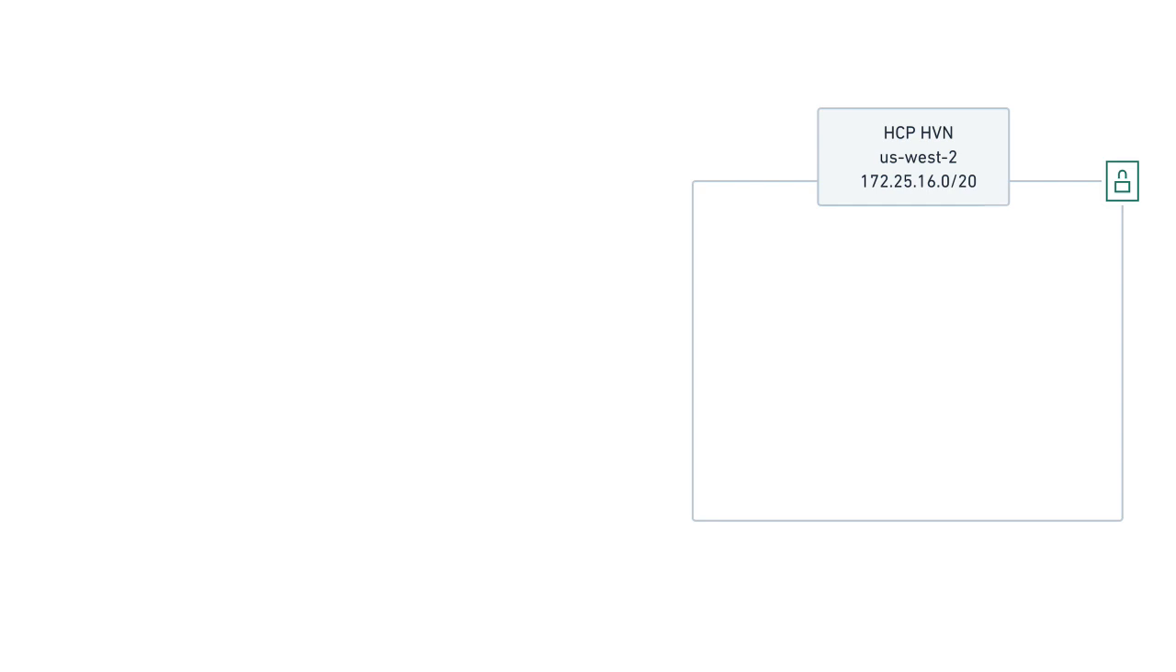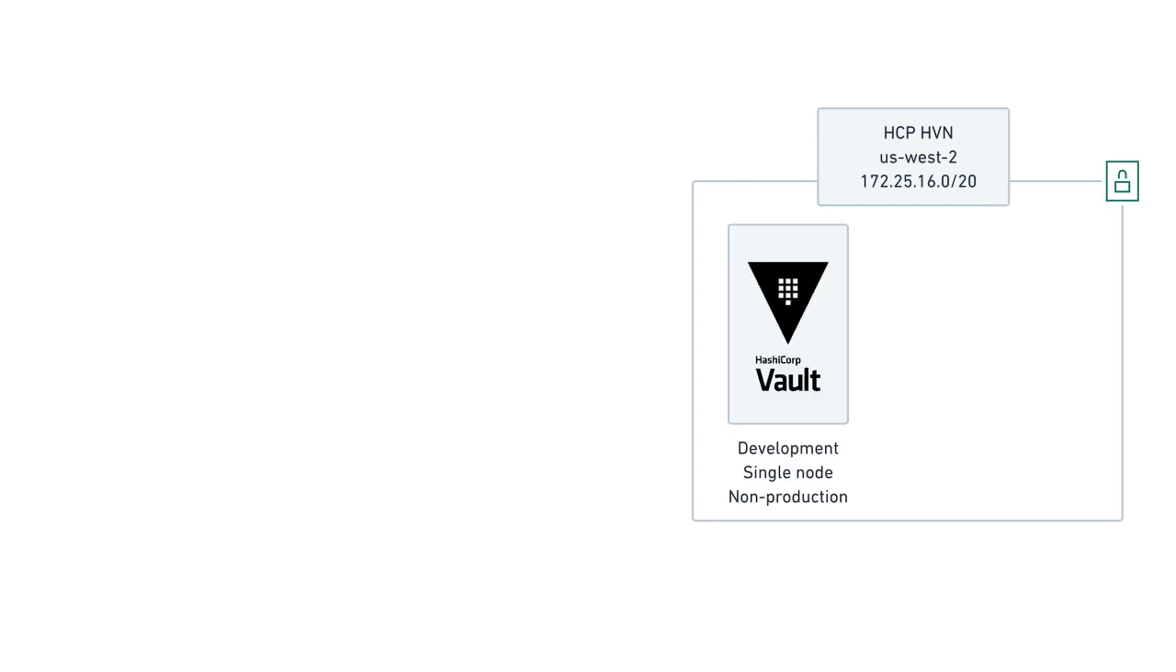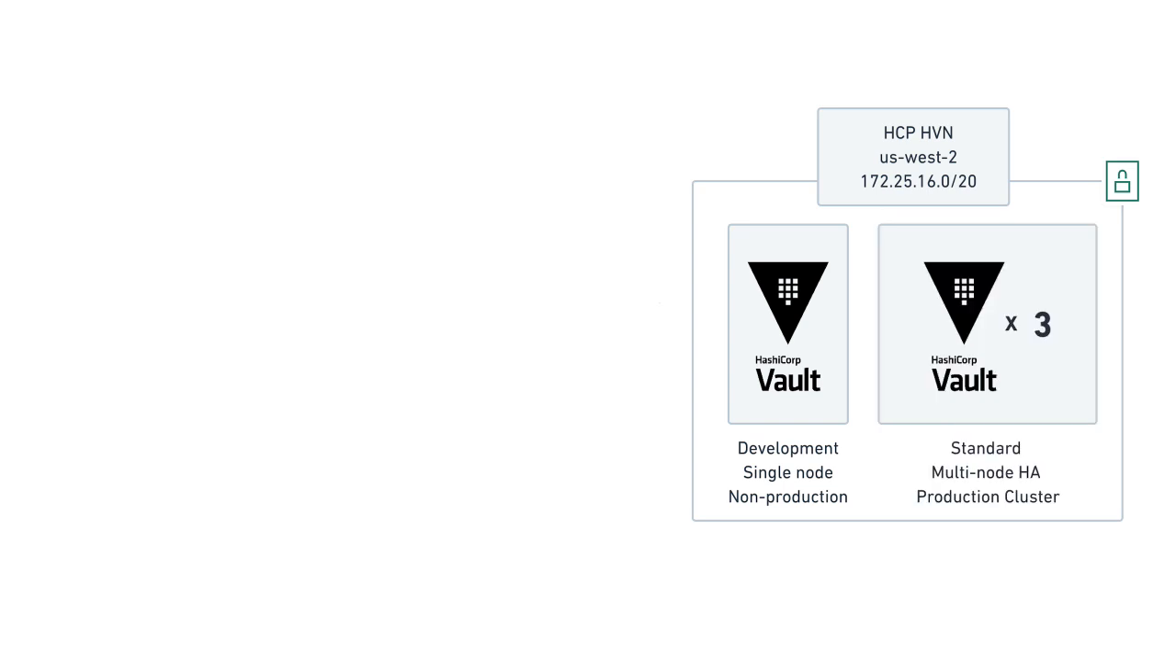HCP has something called HVN, or HashiCorp Virtual Network. You can think of this sort of as a secure holding area where your Vault instance is totally isolated from anyone else. Then as you provision new instances, they can appear within this network. For example, a single node developer instance or a multi-node standard cluster. We then give you the option of how you want to connect to this.